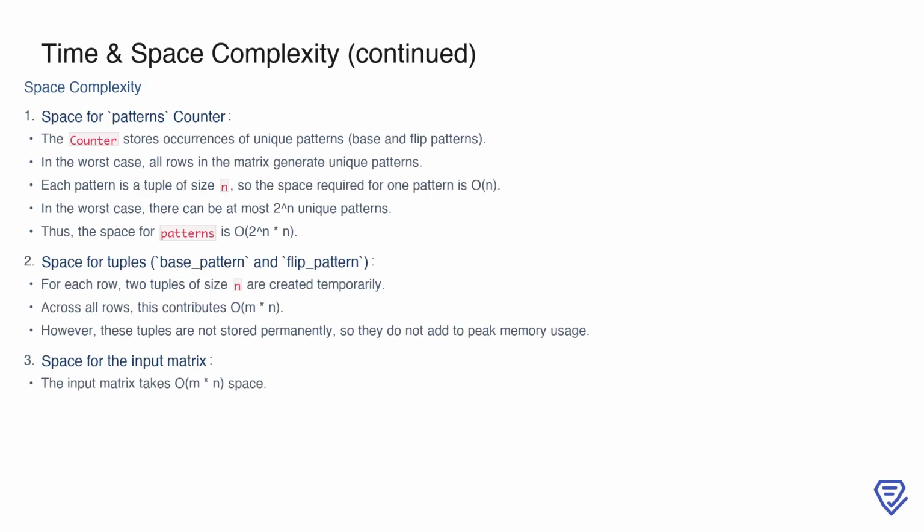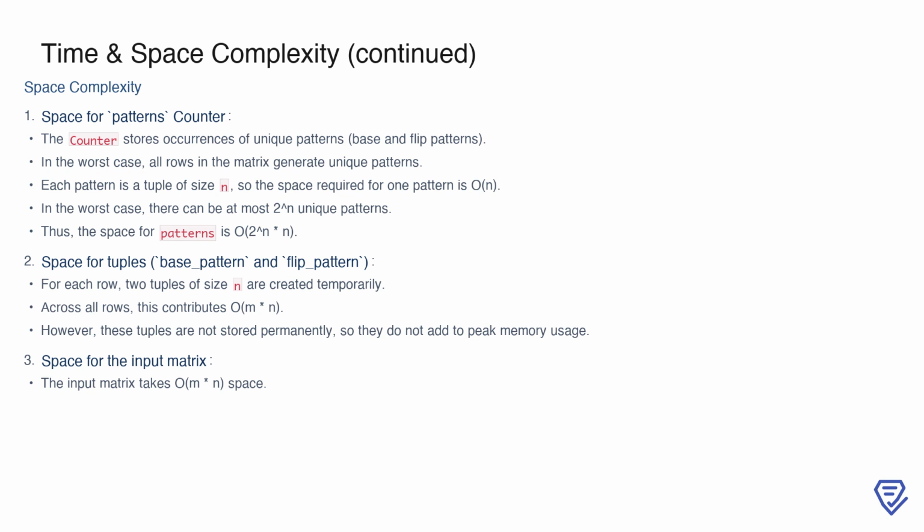Let's now turn to the space complexity. The most significant contributor is the patterns counter, which stores occurrences of unique base and flip patterns. In the worst case, all rows generate unique patterns, and each pattern is a tuple of size n. Storing one pattern requires n space, and with up to 2 to the power of n unique patterns, the patterns dictionary can occupy O(2^n * n) space.